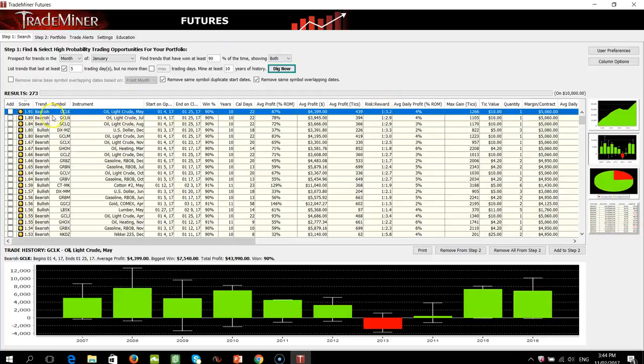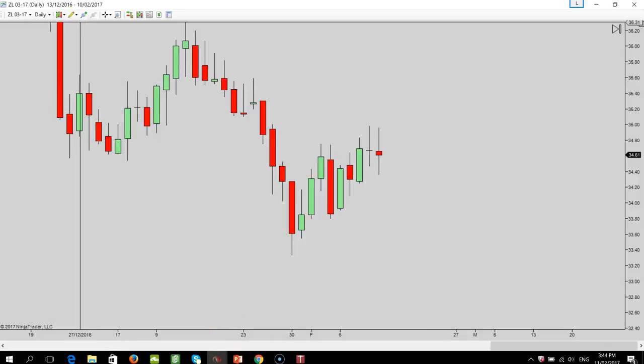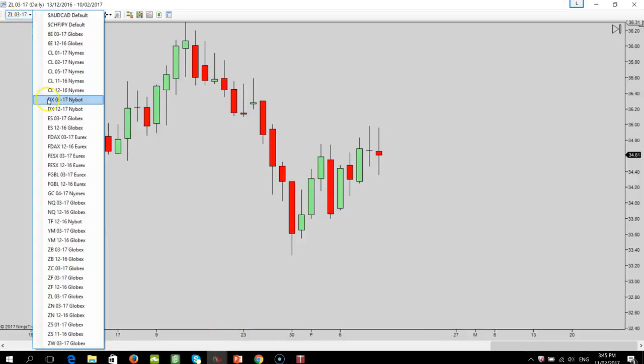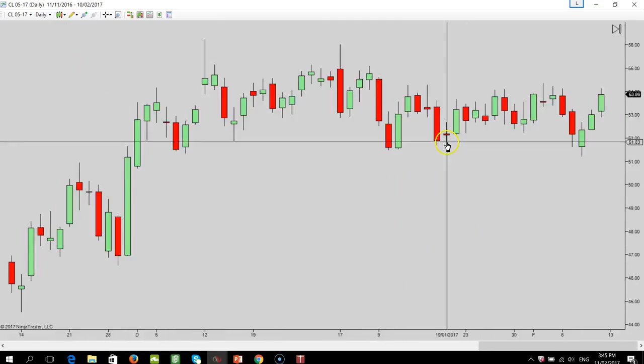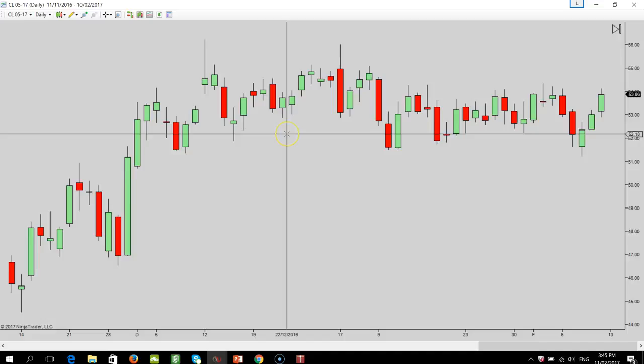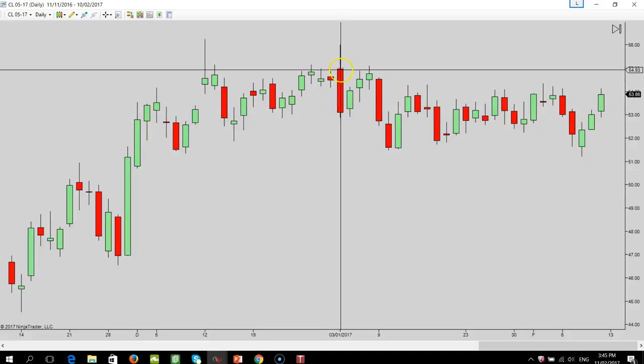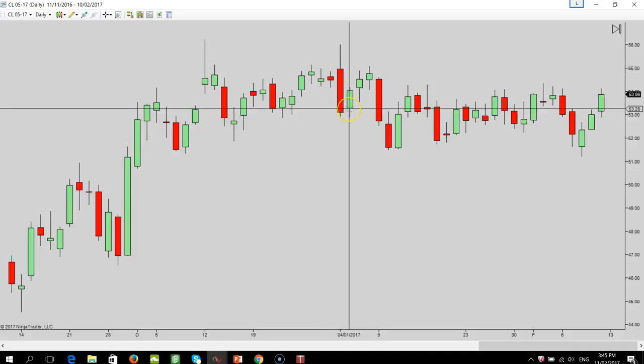Okay, so it's done. So let's see the top one, bearish crude oil. Bearish, so you're getting short on January 4th, cover it back on the 25th. It was May crude. Get short on the 4th. So the 4th is where? Oh, that's the 3rd. That's too bad I didn't tell you to get short on the 3rd. But anyway, this is the 4th.